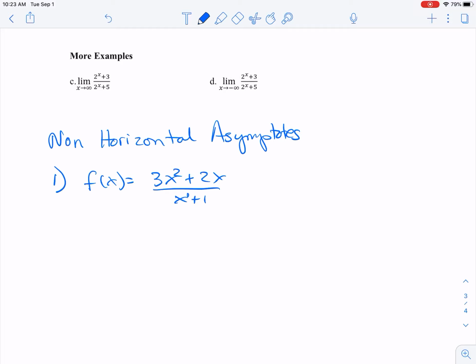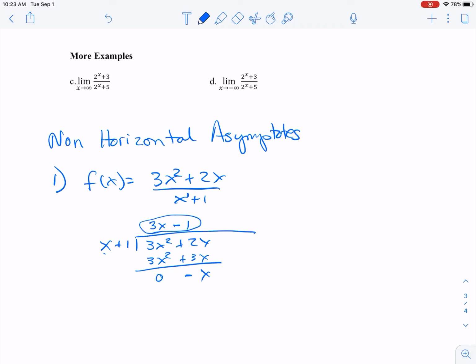How do I know that? Well, if you divide the denominator into the top, you have to go back and think about long division. What do I multiply x by to get 3x squared? Well, it's 3x, so you get 3x squared plus 3x, and you subtract, and you get negative x. To get negative x, it's minus 1. This is the equation of my slant asymptote. So if I'm going to graph this, I have an asymptote going through negative 1 with a slope of 3.